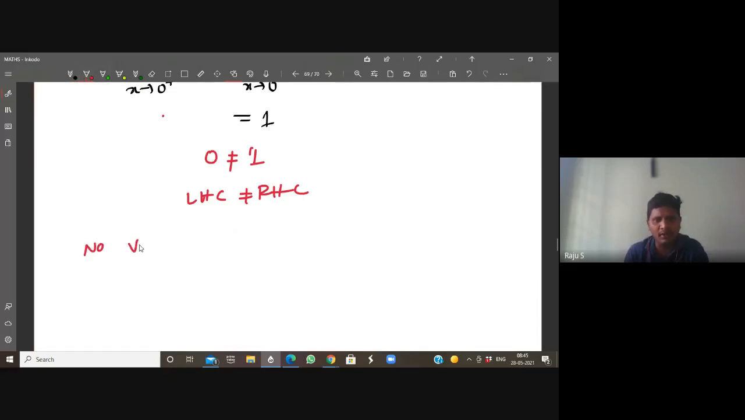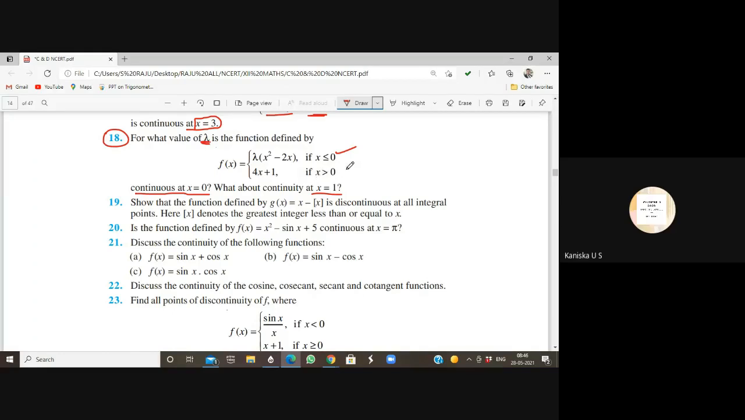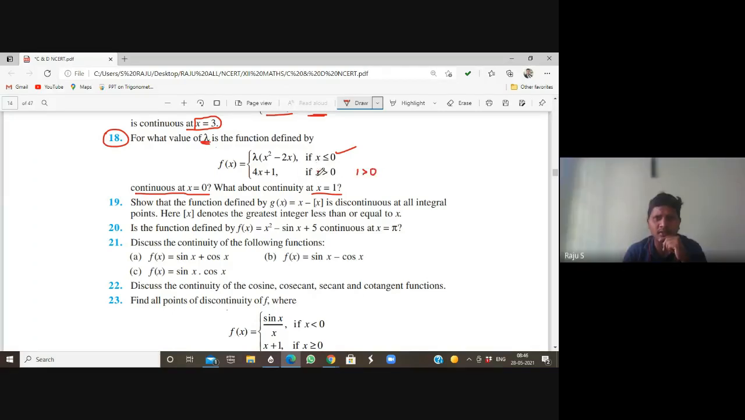No value of lambda. Continuous at x equal to 0. That's it. Then next one, what about continuity at x equal to 1? Does x equal to 1 belong to the first condition or the second condition? Is 1 greater than 0 or lesser than 0? Second condition. Yes, 1 is greater than 0, so it belongs to the second.